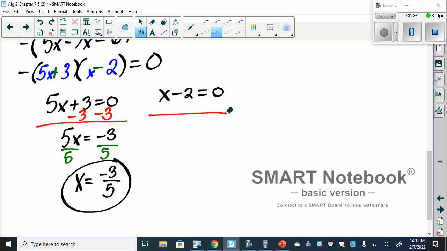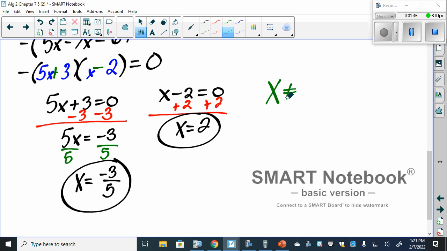And for the other one, we add 2, telling us x is 2. But our restrictions were 2 and negative 2, yes? Or no, 1 and negative 1. 1 and negative 1. So are either one of these restrictions? No, so they both work. And that's it. That's all we're doing in this here. Any questions on any of these here?